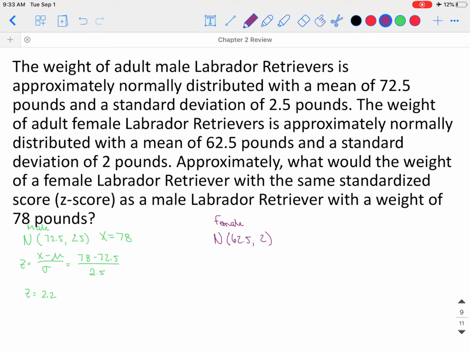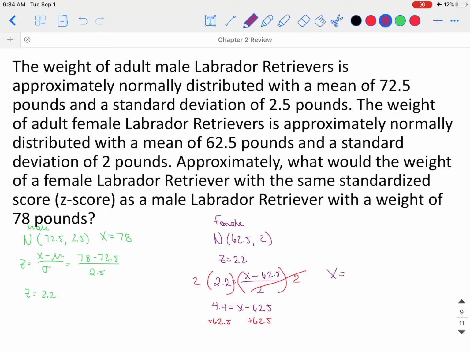Now it tells us that the female has the same standardized score, or z-score, as the male. So we know that the female dog also has a z-score of 2.2. So we can say 2.2 is equal to x minus 62.5 all over 2. To get the x by itself, we're going to multiply both sides by 2, and we're going to get 4.4 is equal to x minus 62.5. To get the x by itself, we're going to add 62.5 to both sides.